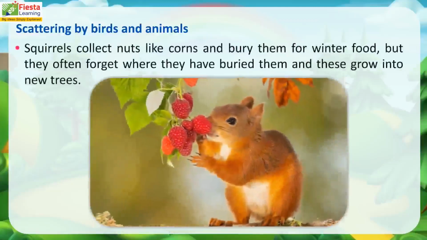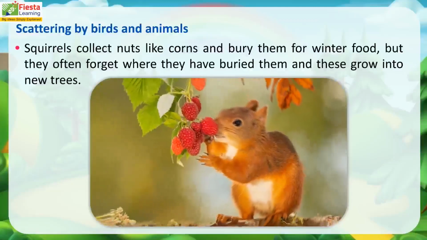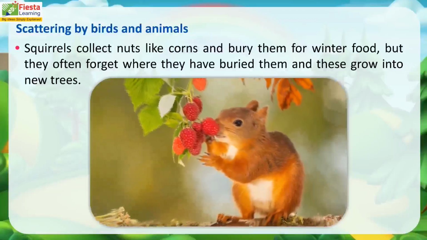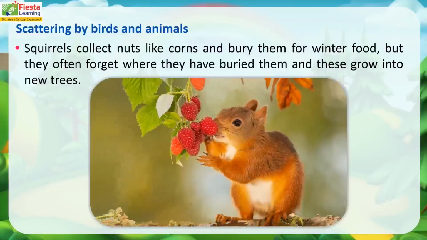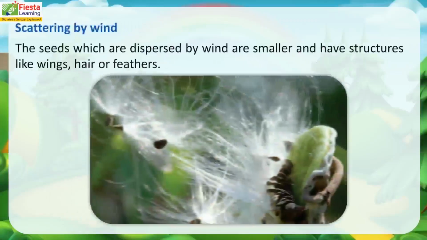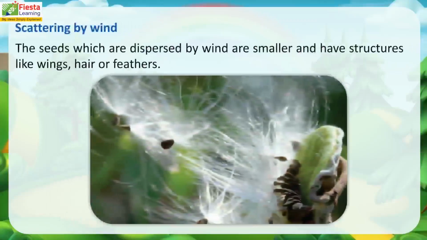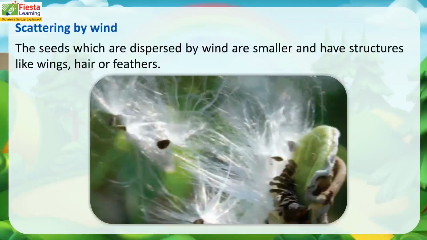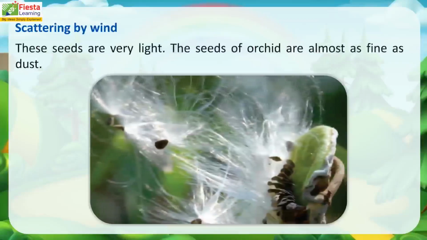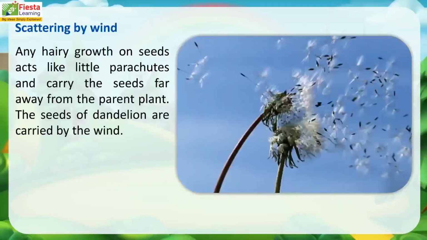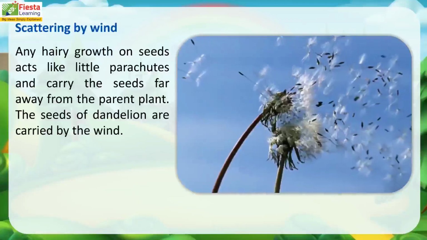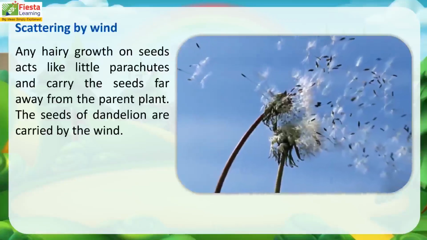Squirrels collect nuts like acorns and bury them for winter food. But they often forget where they have buried them, and these grow into new trees. Scattering by wind. The seeds which are dispersed by wind are smaller and have structures like wings, hair, or feathers. These seeds are very light. The seeds of orchid are almost as fine as dust. Any hairy growth on seeds acts like little parachutes and carries the seeds far away from the parent plant.